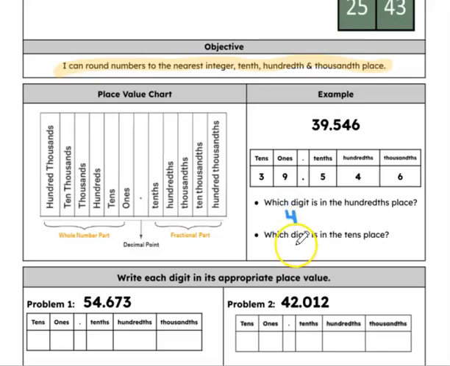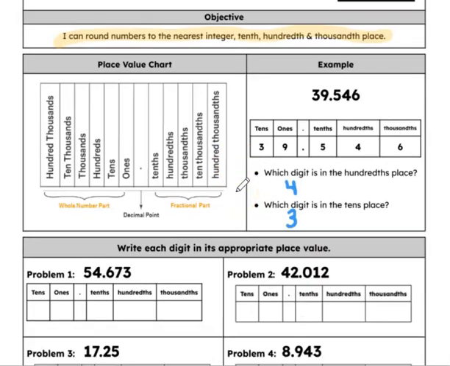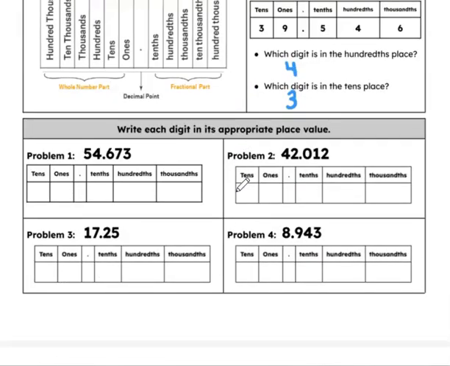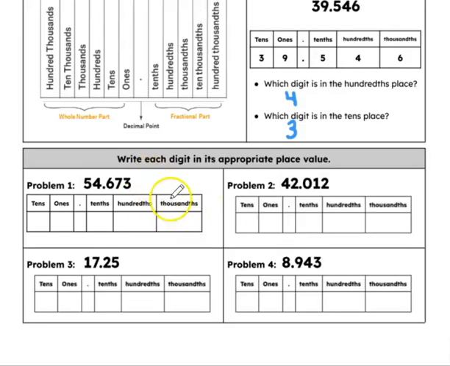What digit is in the tens place? Very careful. Tens and tenths are different. On the fractional part, you'll see the th at the end, but on the whole number part, there is not. So the tens place is right here. Two numbers to the left of the decimal, it's a 3. So once you have this down, I'm going to do a couple examples here.